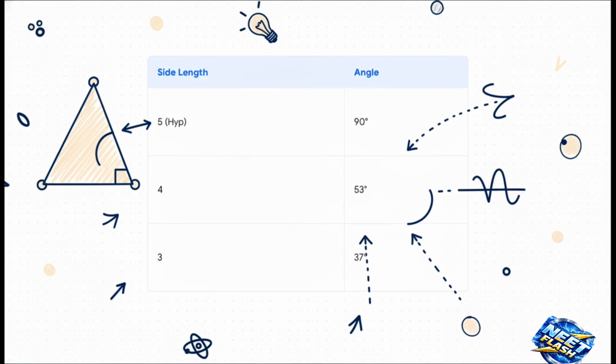Now, let's look at the most legendary of them all, the 3-4-5 triangle. In physics, the angles 37 degrees and 53 degrees show up constantly. But how do you actually remember which side goes where? Well, it's just simple logic.